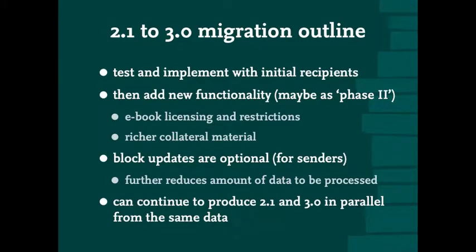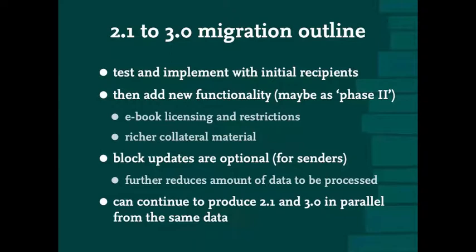Look at your ebook licensing and the restrictions around what you can do with an ebook. Look at providing richer collateral material. Look at providing block updates. I said I wasn't going to mention them. I lied. These hugely reduce the amount of data you need to send out, and it hugely reduces the amount of data that the recipient, the guy at the far end, has to deal with.